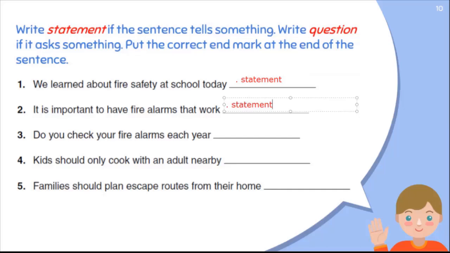Number 3, do you check your fire alarms each year? So I have here a question word, which is the word do. And so here I'm asking something, so it should end with a question mark, and then I write question next to it. Number 4, kids should only cook with an adult nearby. So this one here, I'm not asking, I'm not using any of the question words. I'm stating a fact, actually, not an opinion, that kids should only cook with an adult nearby. So this one here is a statement.